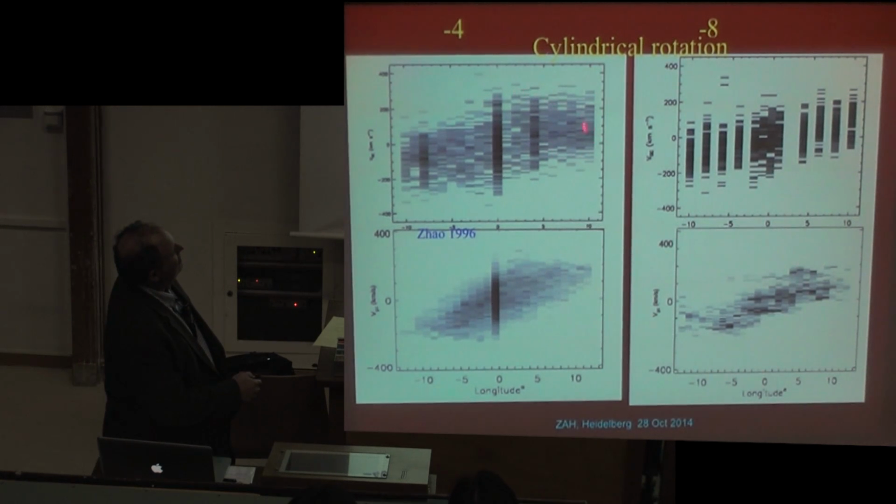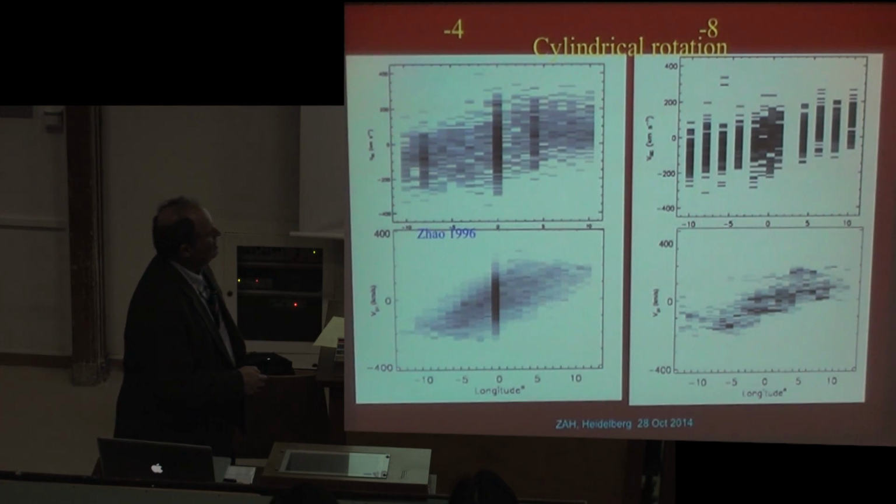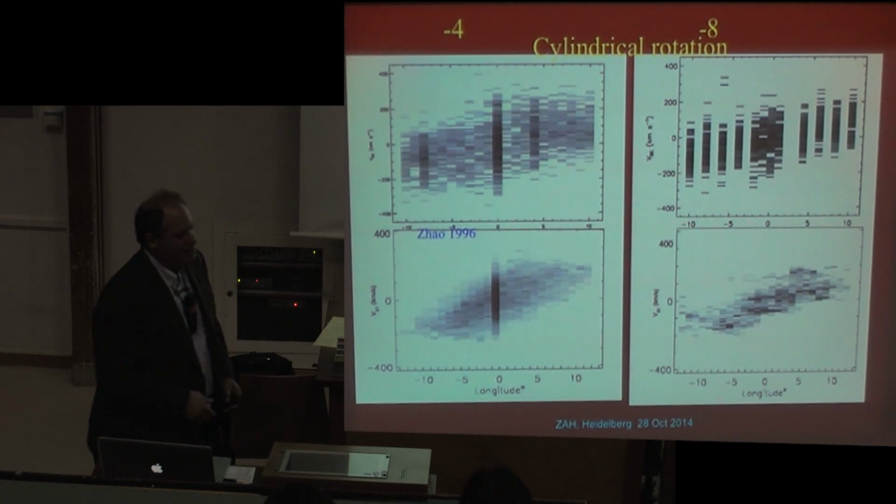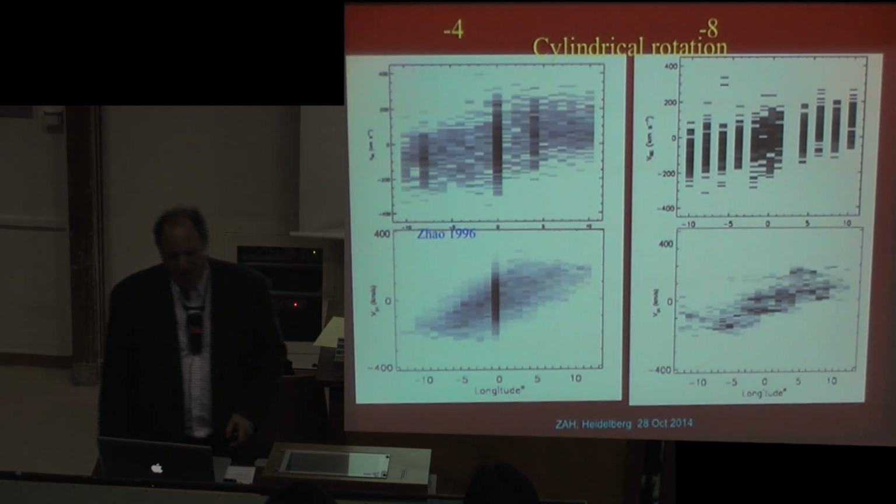Then, using the BRAVA data, we constructed an LV plot, longitude versus radial velocity, from -400 to +400. This shows -4 and -8, and you can see here that the rotation field has the same slope. So this is the cylindrical rotation. These plots here are from Zhao's 1996 self-consistent model.